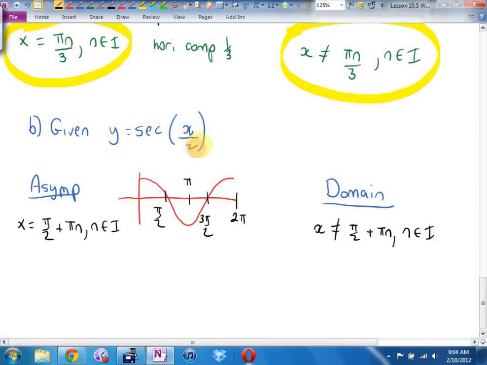I don't have an x here, though. What do I have here? X over 2. Horizontal or vertical? Next to the x. What is dividing by 2? Everything's backwards. What does that actually do? This is actually a horizontal expansion by 2. So the actual answer is going to be multiply that by 2, multiply that by 2. Or if I ask for the domain, that's what x can't be, multiply that by 2.